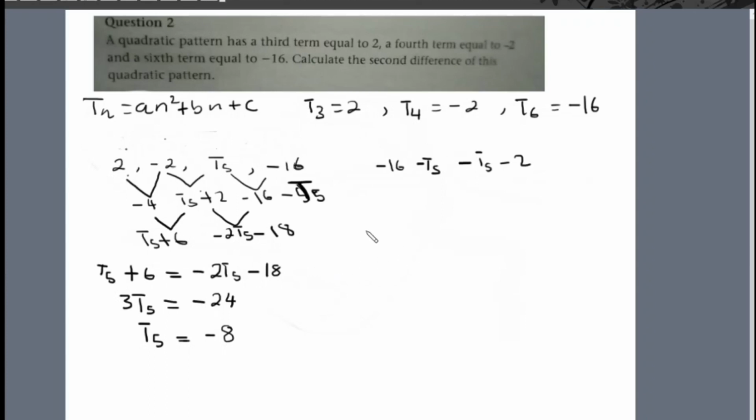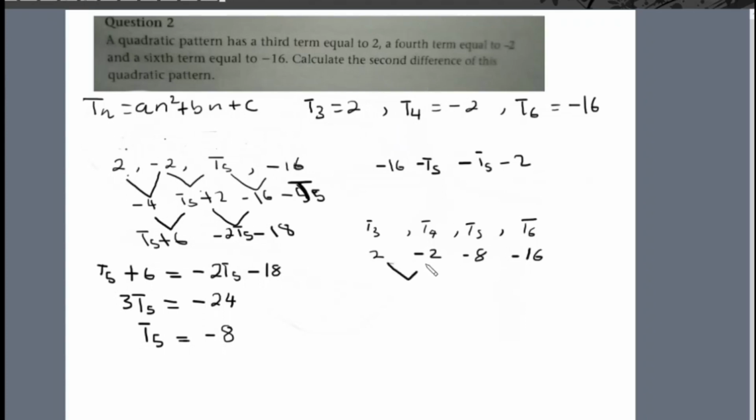Now sequence yethu nasibhala kuhle, sino T3, T4, T5 and T6. So lapha ku T3 sino 2, ku T4 sino minus 2, ku T5 sino minus 8 esiqeda ukumcalculator, and then ku T6 sino minus 16. Basitshela ukuthi calculate second difference lapha.